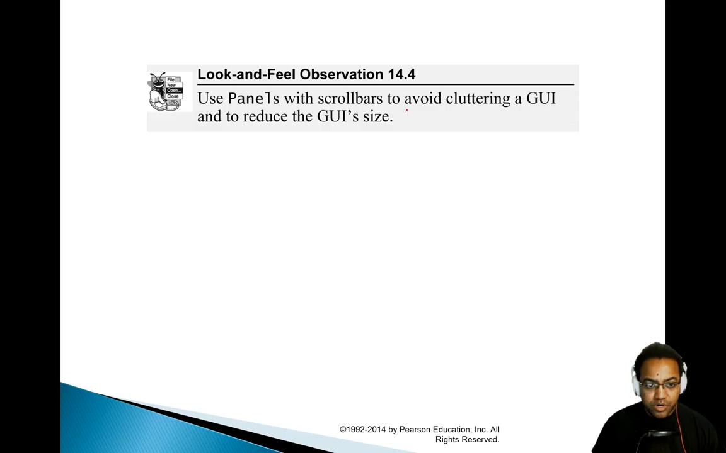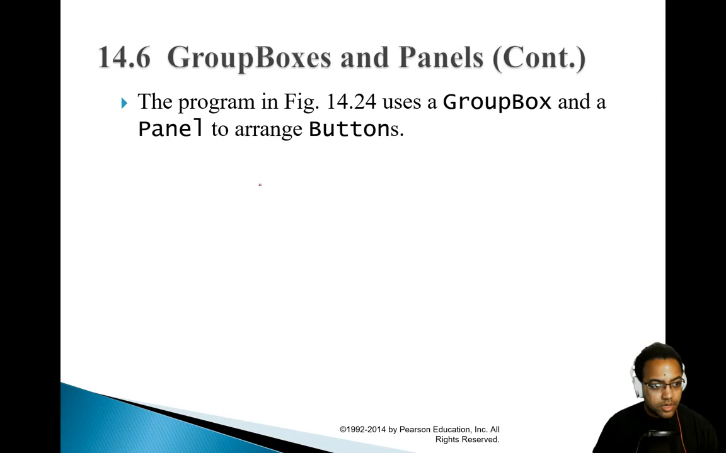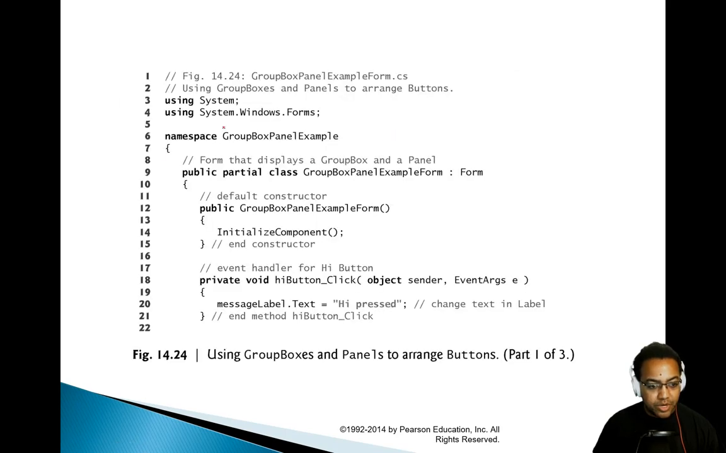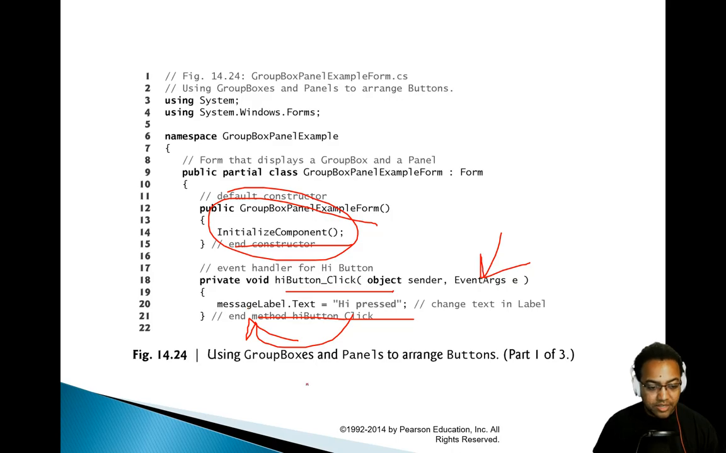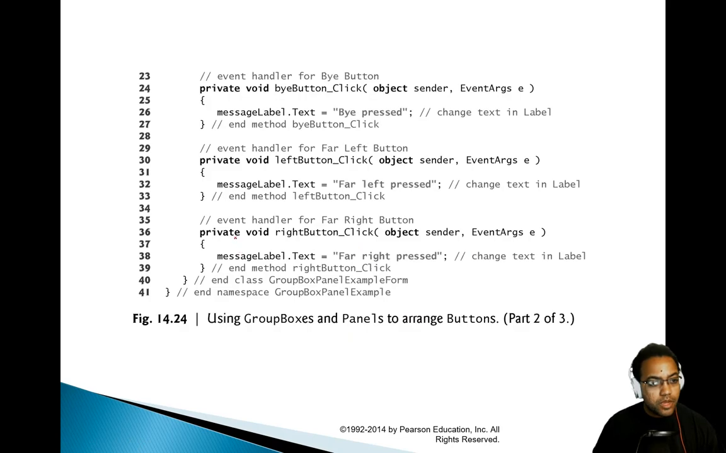Use panels with scroll bars to avoid cluttering a GUI and to reduce the GUI size. The panel in figure 14.24 uses a group box and a panel to arrange buttons. And here we go. We have the initialize component here that initializes the form. We have a button that has a click event associated with it, and basically what it does is it takes "hi pressed" and adds it to the message label, the message label that's in the window. There's another button that says goodbye, does the same thing.